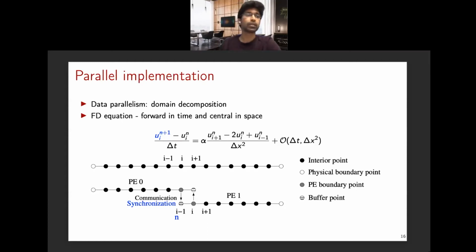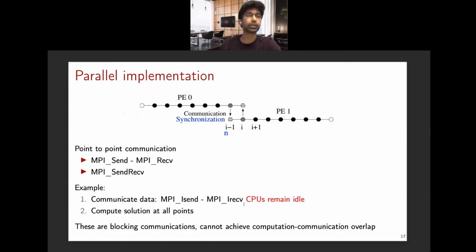This synchronization will ensure that the function value u at this point i-1 is at the nth time level, and hence you can go ahead and compute this finite difference equation at this point i. For all of the points that are colored in black, all the stencil points that are needed for their update are available within the processor's boundary. So this is the point that I want to make.